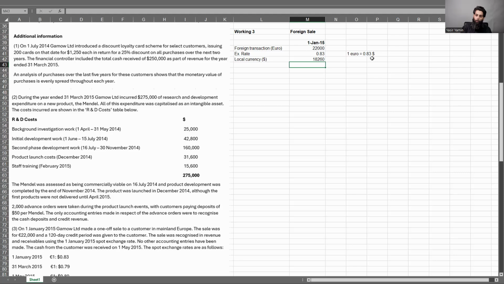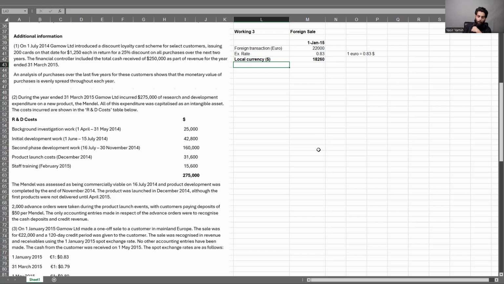It's common sense. I multiply by 0.83. If someone was to say, no, sir, divide, okay, 22,000 divided by 0.83, the answer comes as 26,000. It's more than euros. The exchange rate denotes that 1 euro equals less dollars. If you divide, you won't get the right answer. Make sense? Is this clear to everybody? So in local currency, you have a dollar amount of 18,260.